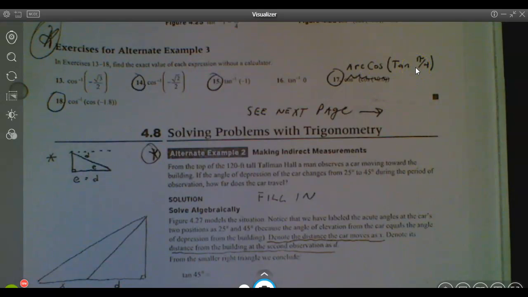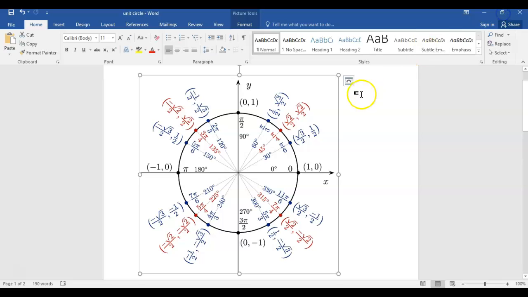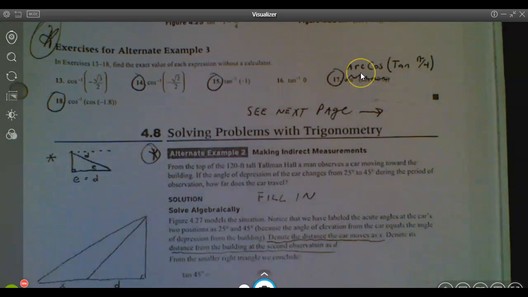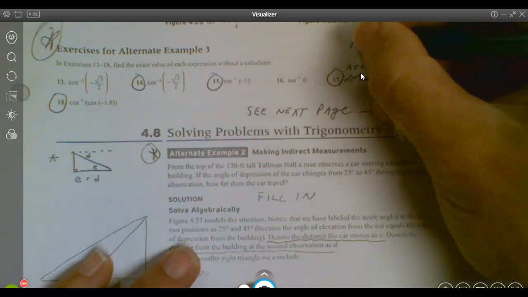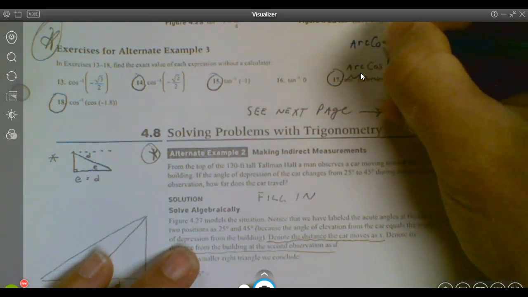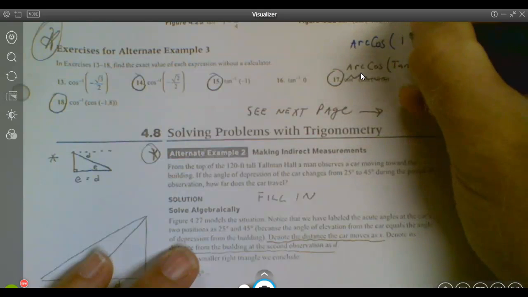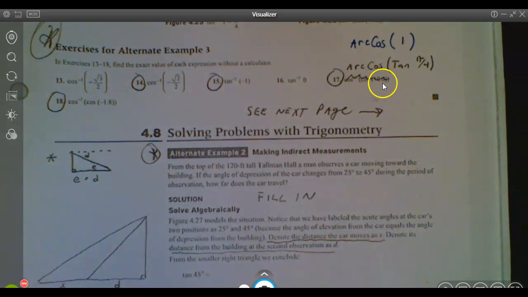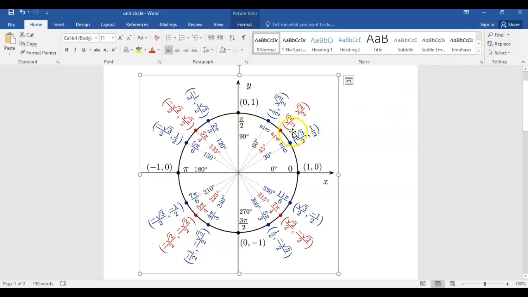So I need to figure out what's the tangent of pi over 4. Let's just start with that. So the tangent of pi over 4, if I did sine divided by cosine, is 1. So they're saying, okay, what is the arc cosine, or what is the inverse cosine of 1? So what angle produces a cosine length of 1? As we already know from our unit circle right here, our cosine length of 1 is this guy right here. So it would be 0 degrees, or we could say 0 radians for that guy.